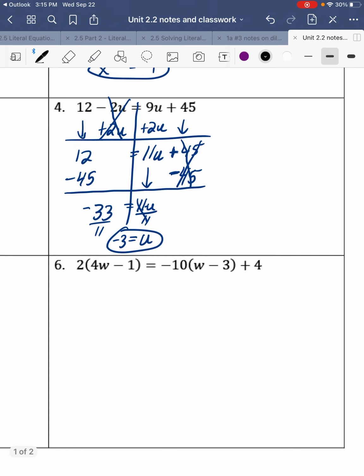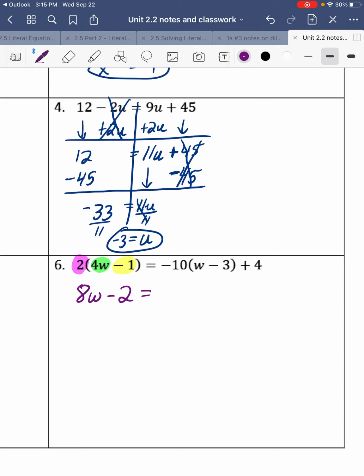All right, number 6. We're getting into some fun problems now. So on the left side, I see distributing. On the right side of the equal sign, I see distributing. Oh, this is going to be fun. All right, so we have 2. Now we're going to multiply that times 4w first. So 2 times 4w is 8w. And then we're going to do 2 times -1. 2 times -1 is -2. All right, so 2 is distributed in.